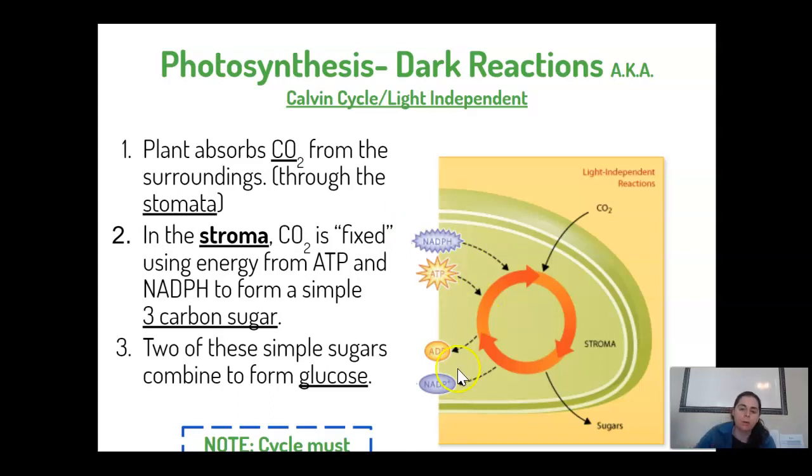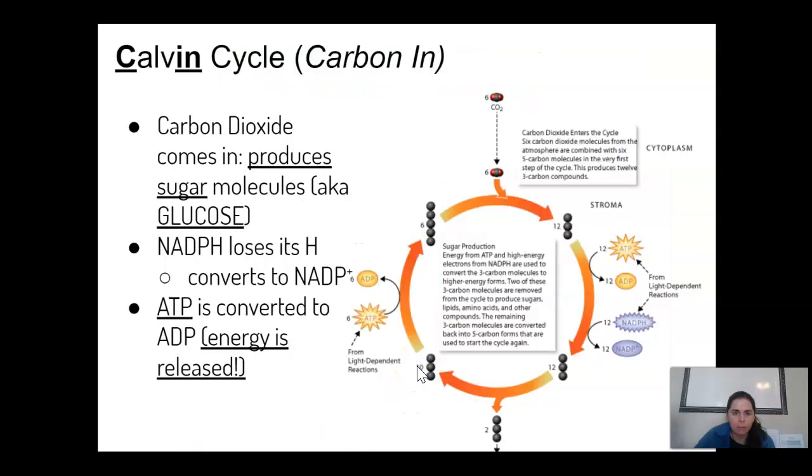So it goes around this dark cycle, the dark reaction here, or Calvin cycle, 2 times to get enough sugars to make glucose. So in your yellow circle, the cycle must occur 2 times, because 1 time is not going to be enough. Okay, carbon dioxide comes in, produces sugar molecules, aka glucose. The NADPH loses its hydrogen and converts to NADP+.